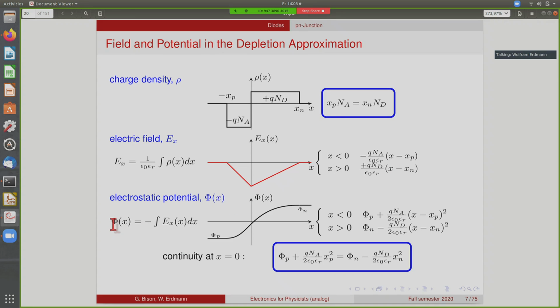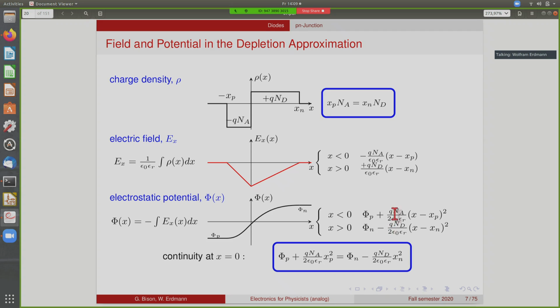If you integrate again, you get the electrostatic potential. So you start with some constant value on the left, and then integrating over the linear function here gives you a quadratic function with factor 1/2 in front of it. And here you have to switch because you switch to the other sign, and you get this quadratic function with a minus sign, and again the same factor in front of it. But this time you have the number of donors, where before you had the number of acceptors.